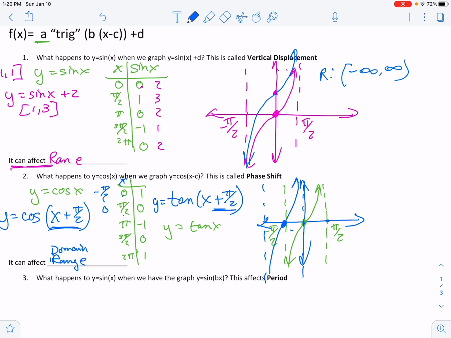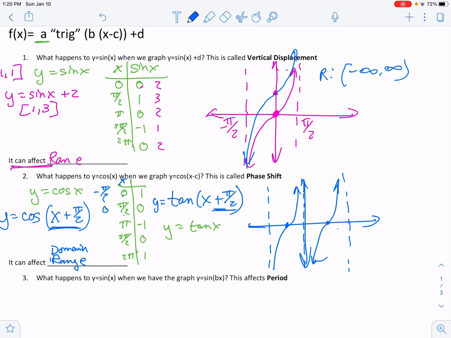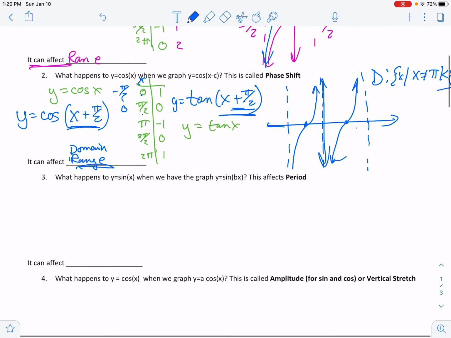Okay, so let's draw it when they're not on top of each other. So my blue graph, we just moved our asymptote from here to here, and over to here, and here. The period's still pi, okay? But I just changed my domain. My domain is now all values of x such that x is not equal to pi k, because we shifted it. So be careful. The range is still all reals. All right, phase shift.